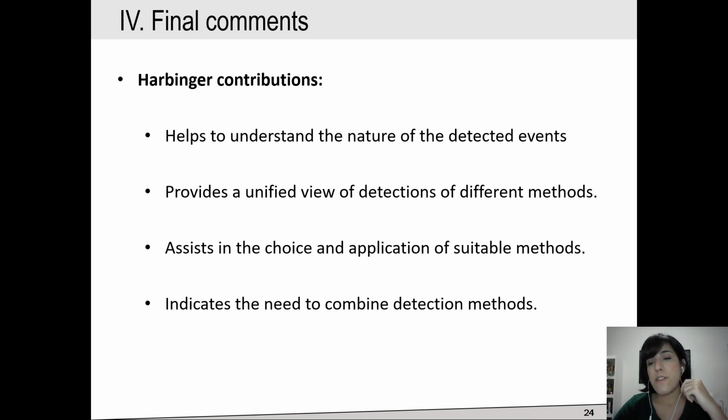And in addition, the results suggest that Harbinger is able not only to assist in the choice and application of suitable methods to a certain data set and application, but also it is able to indicate the need to combine the detection of a particular set of detection methods.